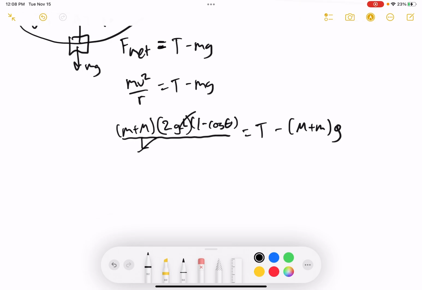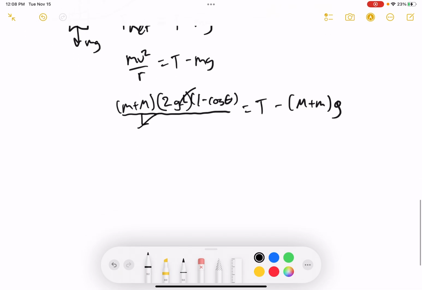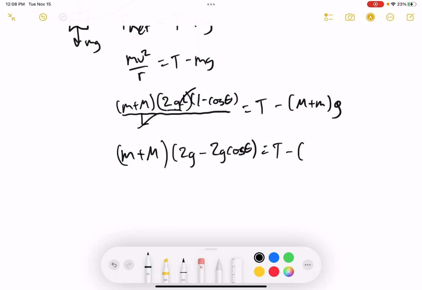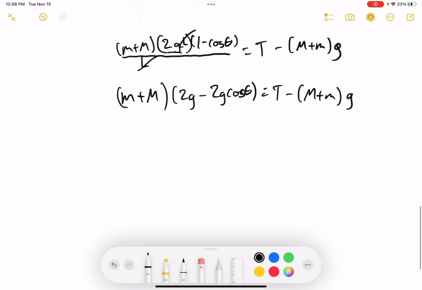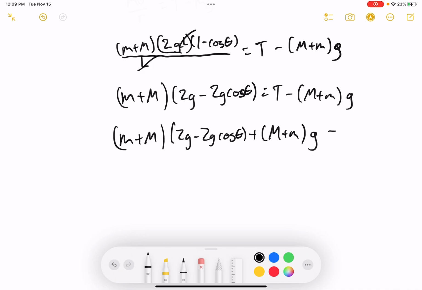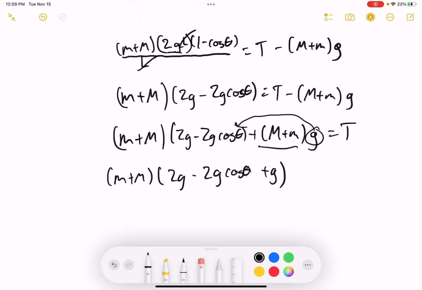And then I'm going to go ahead and subtract this. Actually, before I subtract this, I'm going to multiply out a little bit. So I have (m plus capital M), and then I'm going to multiply this 2g out. So it'll be 2g minus 2g cosine theta, equals T minus (m plus M)g. Now I need to add that (m plus M)g to the other side. So I have (m plus M)(2g minus 2g cosine theta) plus (m plus M)g equals T. And so now I'm going to factor this out, and so this g will end up inside these parentheses.